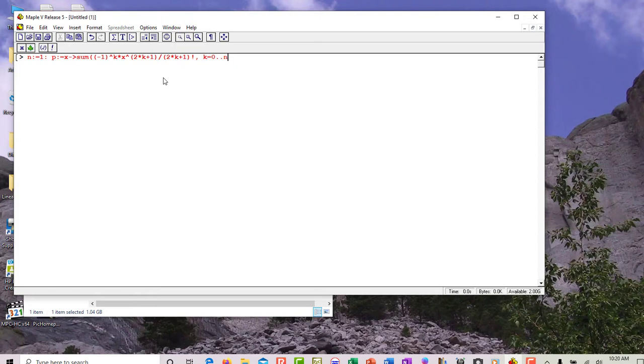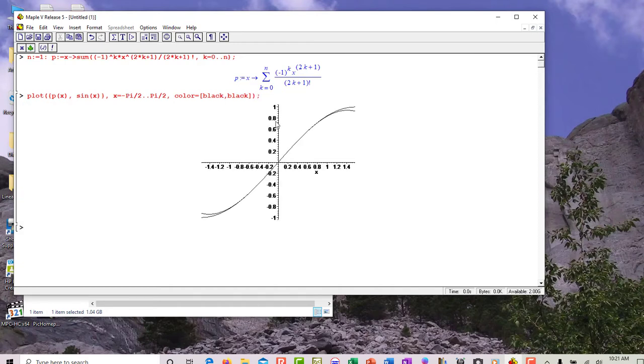k goes from 0 to the value of n that we've chosen. And I want to plot these functions against the sine function. We'll go from minus pi over 2 to pi over 2 on these. I want both curves to be black. You'll be able to see which one is which based on the graph. It doesn't like my parenthesis there.